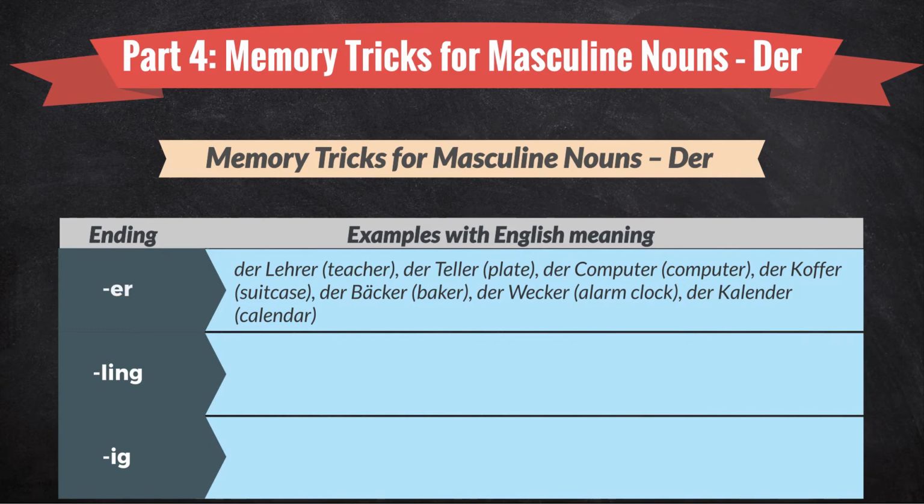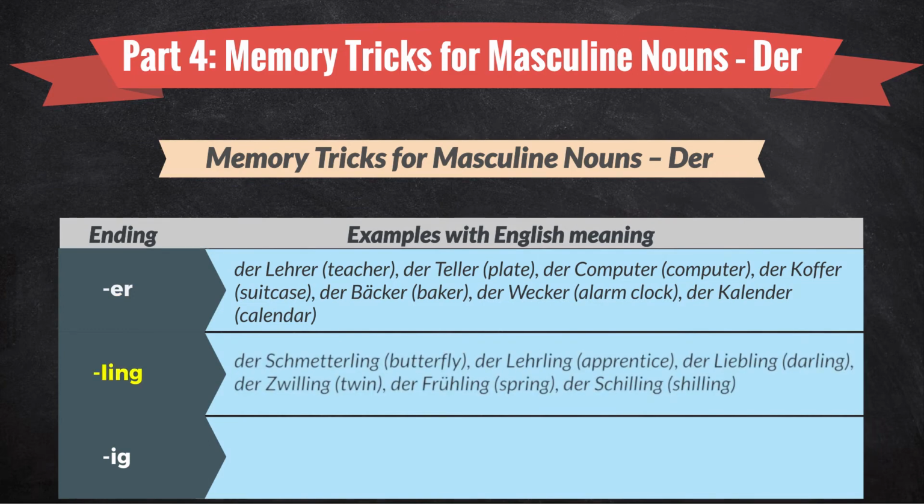Another common masculine ending is -ling. For instance, der Schmetterling means butterfly. Der Lehrling means apprentice. Der Liebling means darling. And der Zwilling means twin. These nouns usually refer to people, animals, or things with this ending.